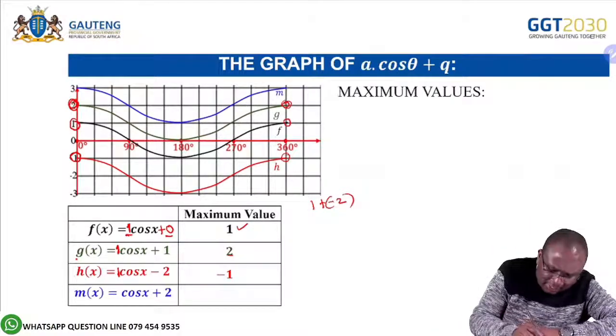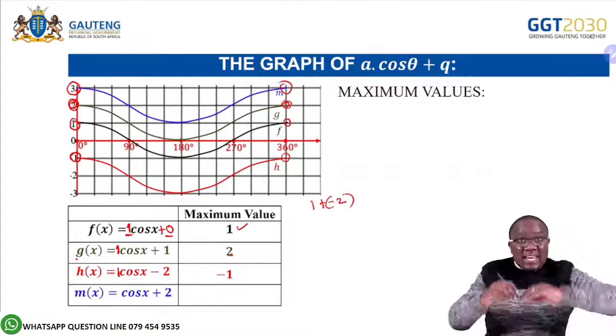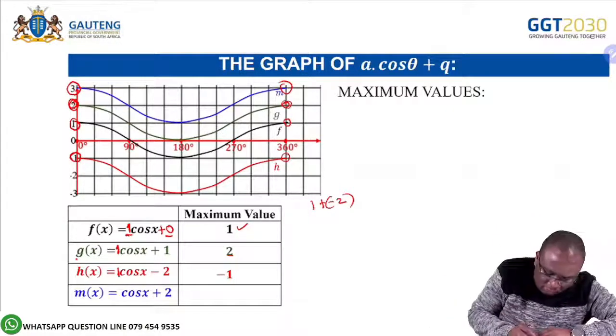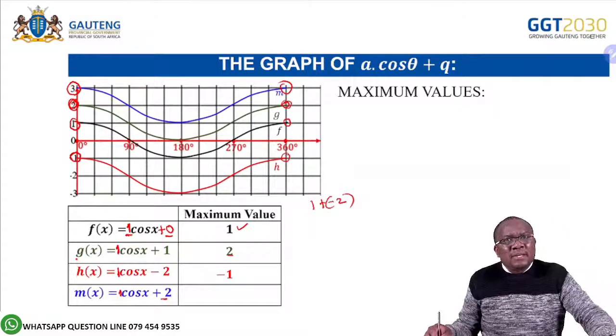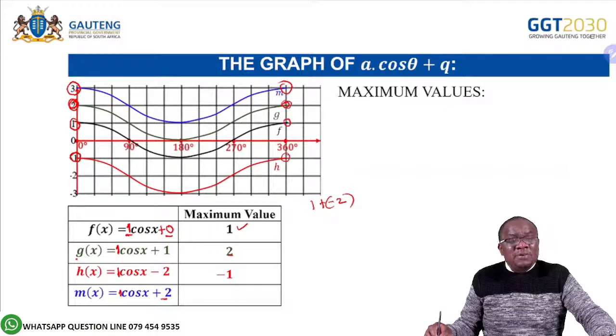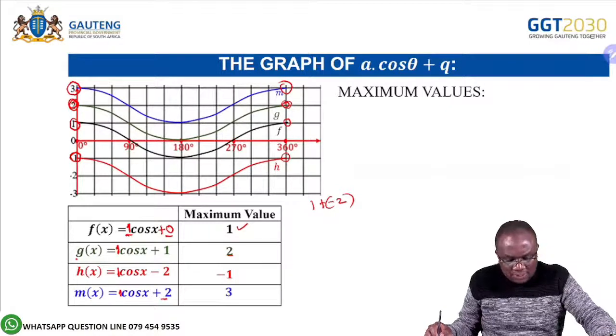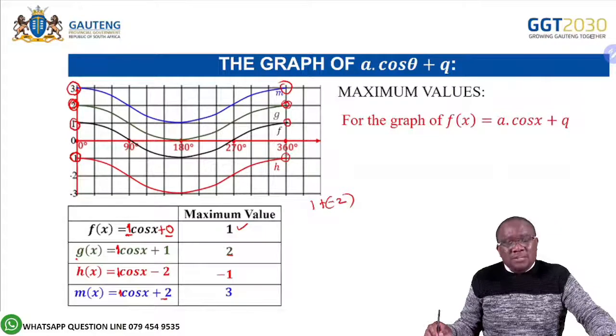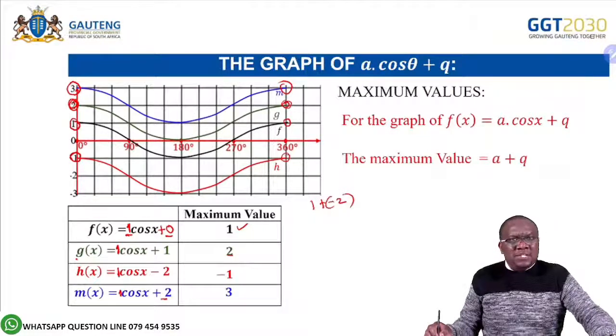Let's do the last one. m of x. The maximum value is 3. You see that? The maximum is the highest value of the graph. So it means if we say 1 plus 2, will it give us the maximum value? Yes, it gives us the maximum value, which is 3. So now we can see that the maximum value for this graph is going to be a plus q.